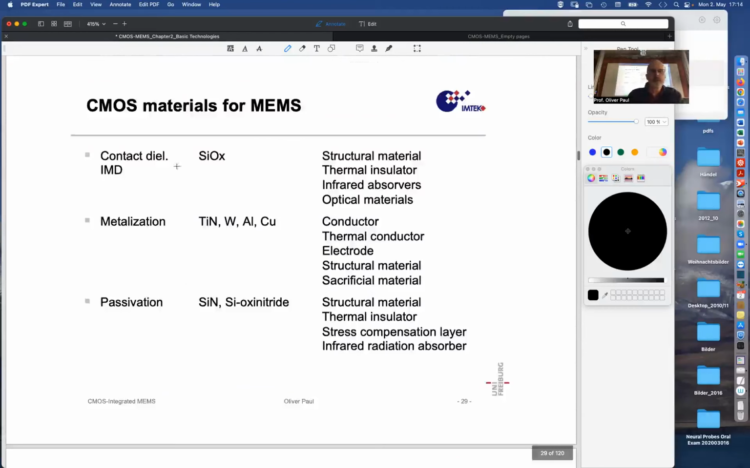The other silicon oxides, just the same as the field oxide. Also, they have been used as infrared absorbers.